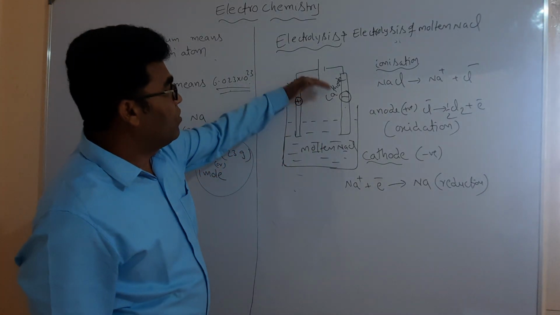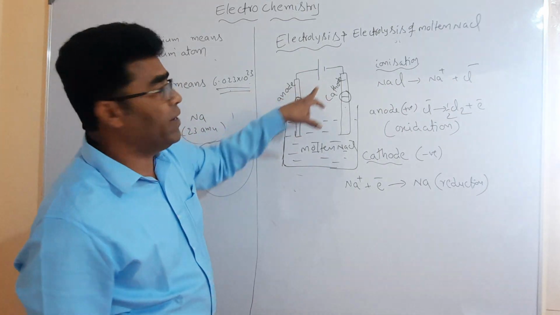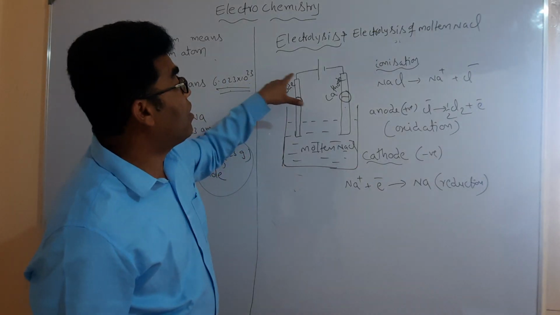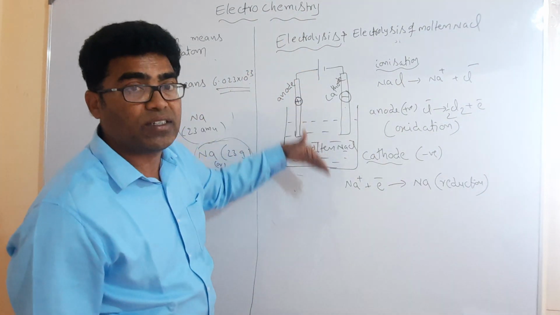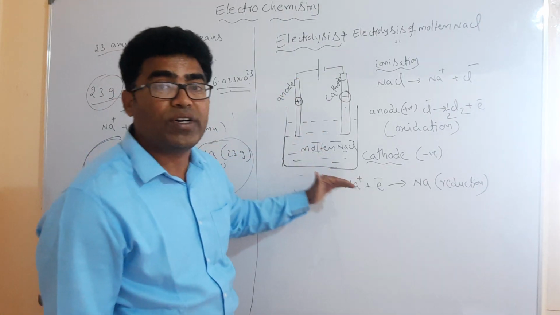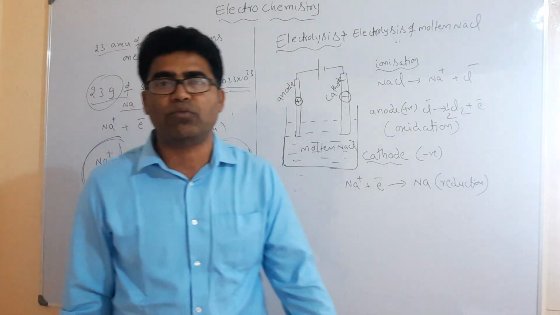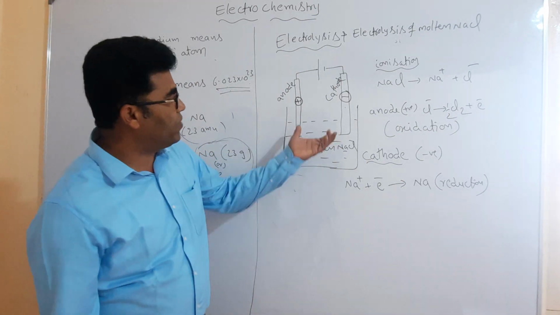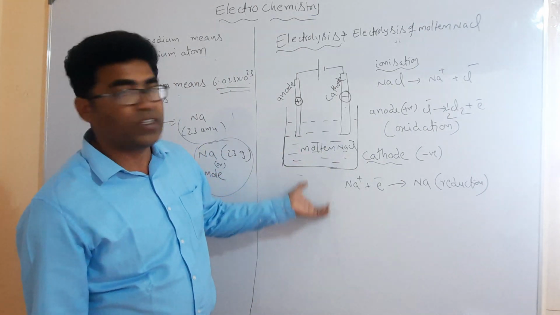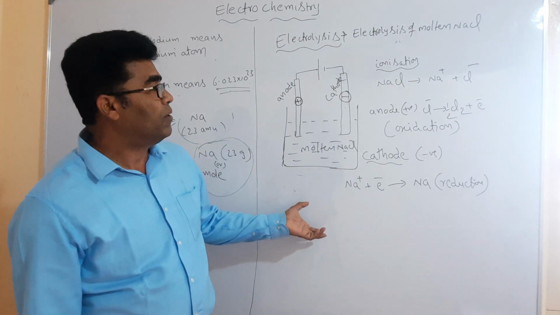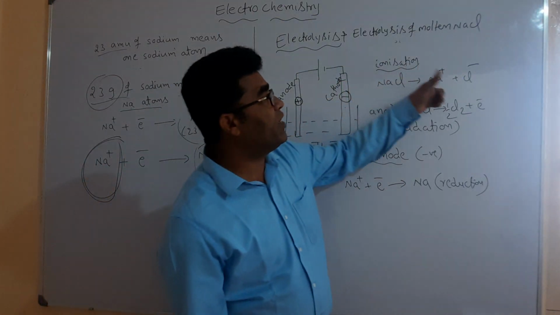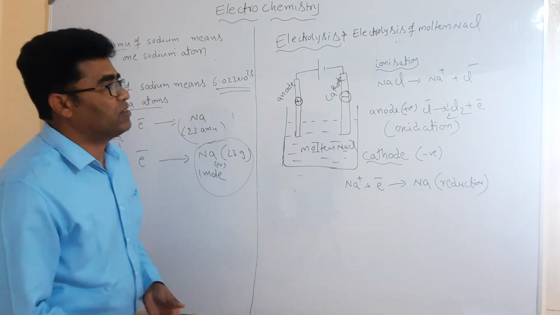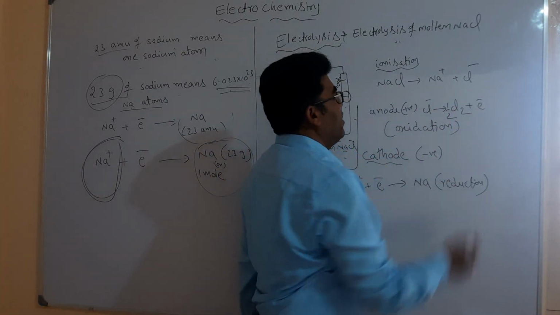Now because of this arrangement, because of connecting the copper wires to the battery, what happens? Electricity is passed into this molten NaCl, liquid NaCl. Because electricity enters this electrolyte, the NaCl completely splits up into ions. What are they? Na plus and Cl minus ions.